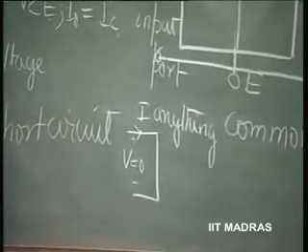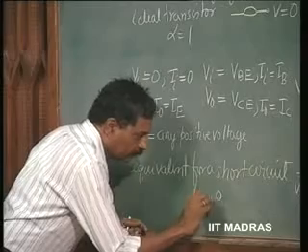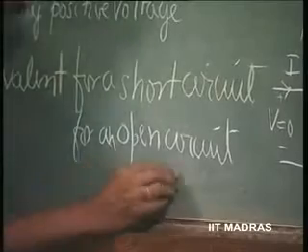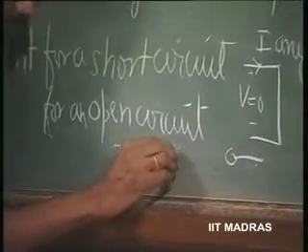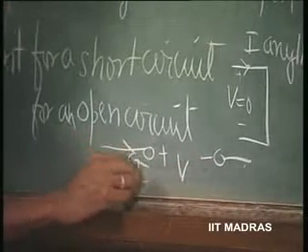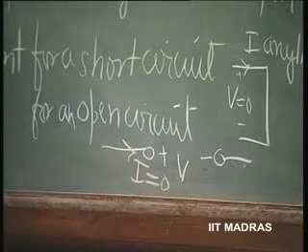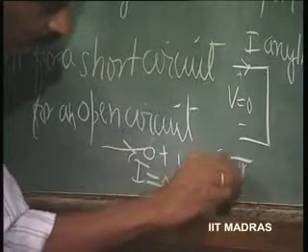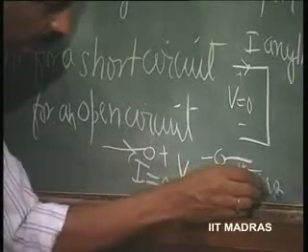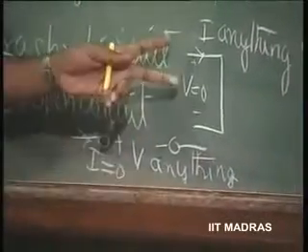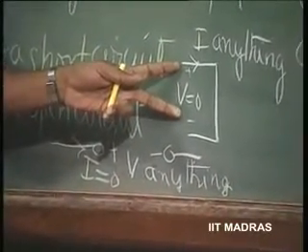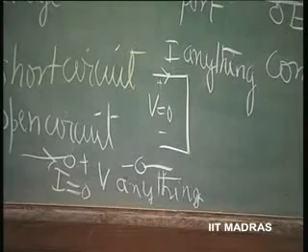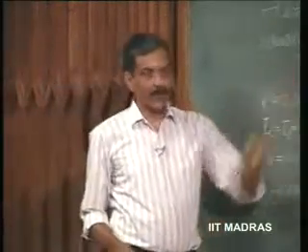What is an open circuit? For an open circuit, the current is 0, current through the open circuit is 0, but voltage can be anything. This voltage can be anything, whereas in a short circuit current can be anything but voltage is equal to 0. Suppose therefore I want a nullator narrator equivalent for this. It's very simple.